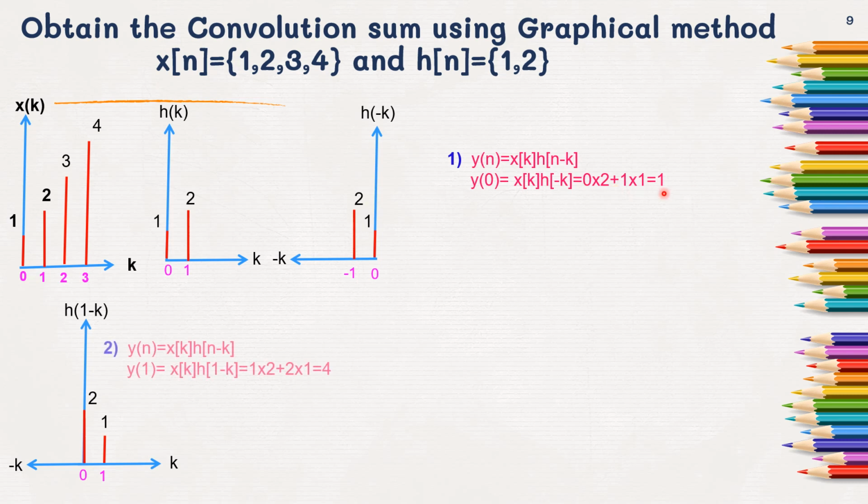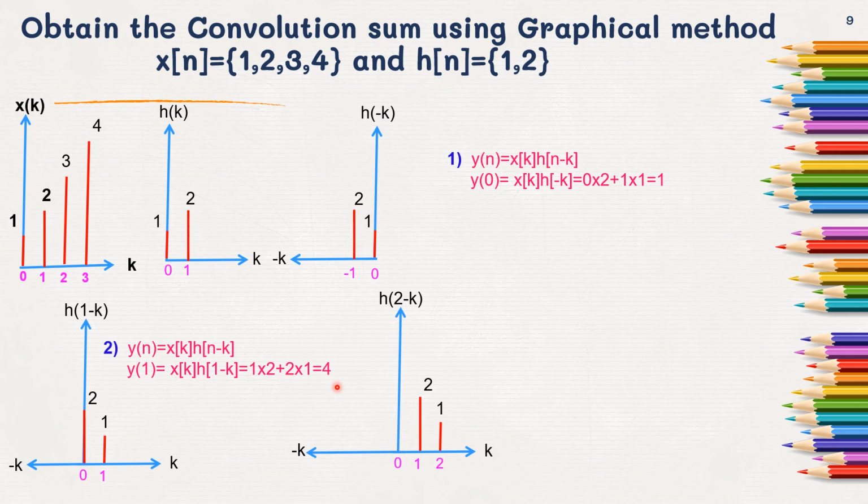In the same way, let us look into n is equal to 1. So when I put n is equal to 1, what do I have? y of 1 is equal to x of k into h of 1 minus k. In the same way, we have to look into which two diagrams? x of k and h of 1 minus k. Now look, where do we have an overlap? We have an overlap at 0, we have an overlap at 1. So it is 1 into 2 plus 2 into 1. So that is what is shown here, which is 4.